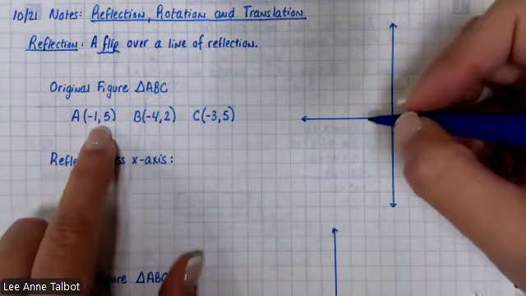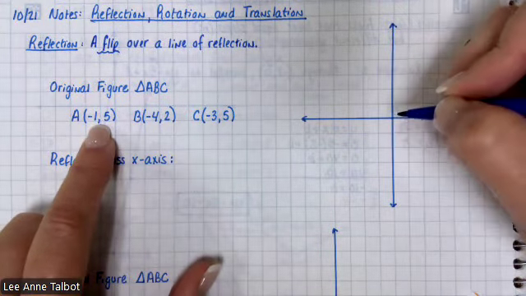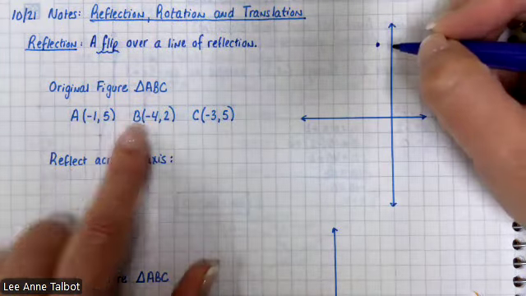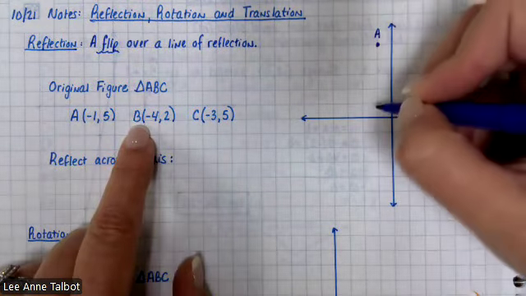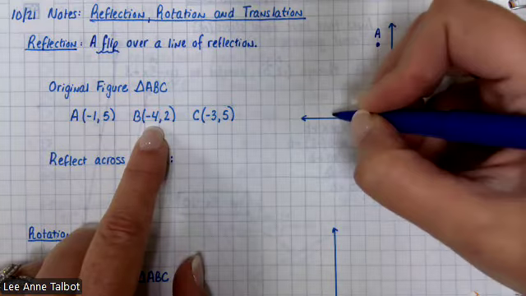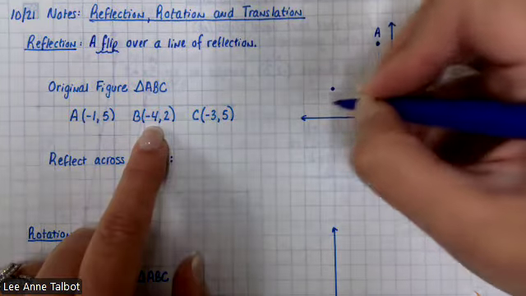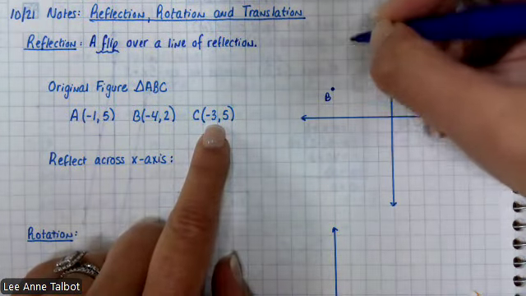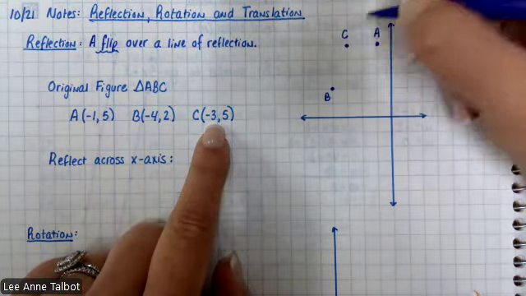Okay, so original figure triangle ABC. A is at -1, 5. B is at -4, 2. C is at -3, 5.